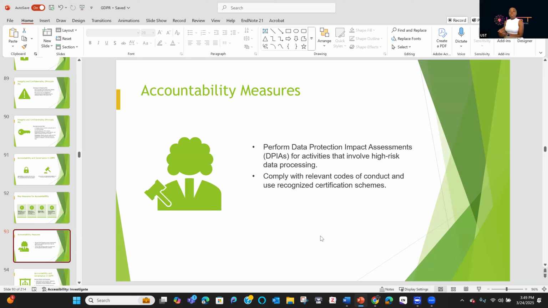But talking about the accountability measures, they also need to perform a data protection impact assessment for activities that involve high risk data processing. Perform data protection impact assessment. What's the impact level if that particular security vulnerability is exposed? Like what we did, categorizing information systems.